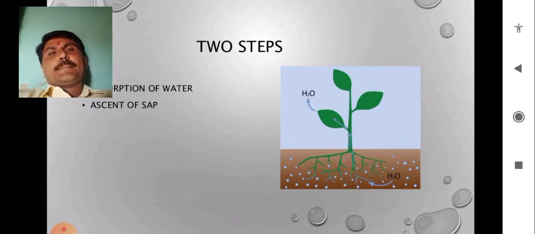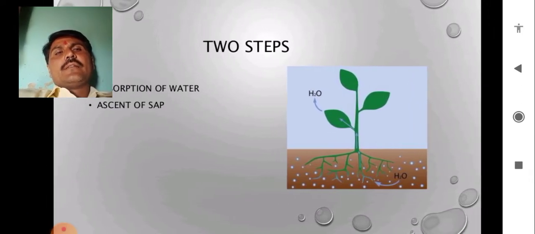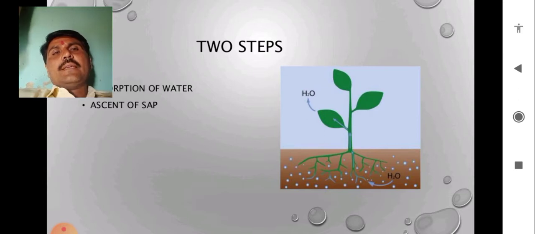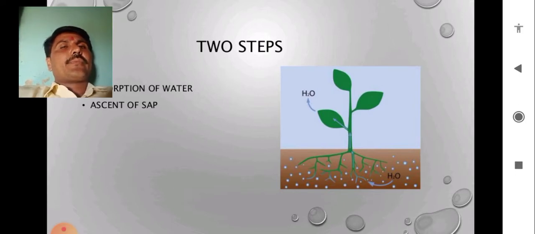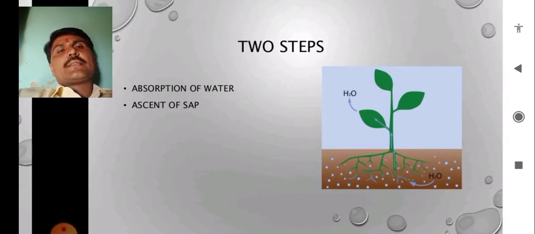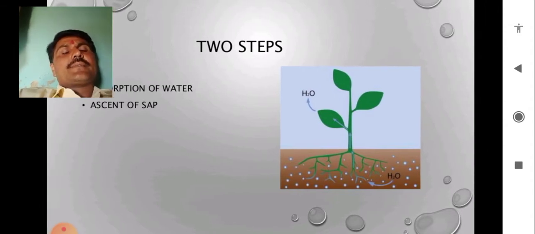Well, moving forward, we study the transpiration pull theory. What is the transpiration pull theory? It is the absorption of water and the ascent of sap. What is the ascent of sap? That is the movement of water molecules as well as minerals from the ground part towards the aerial parts of a plant. So basically we learn in two steps, that is absorption of water and ascent of sap.